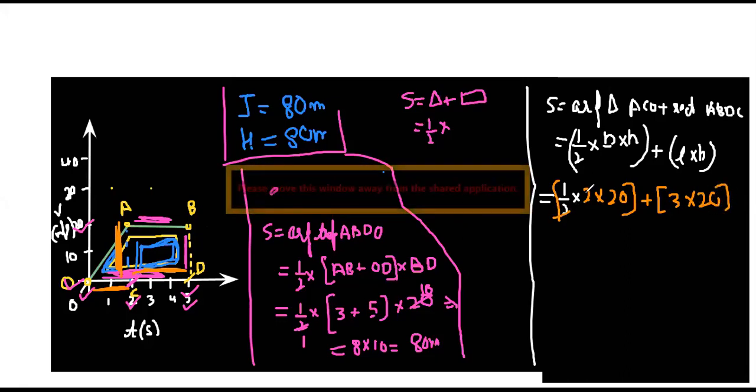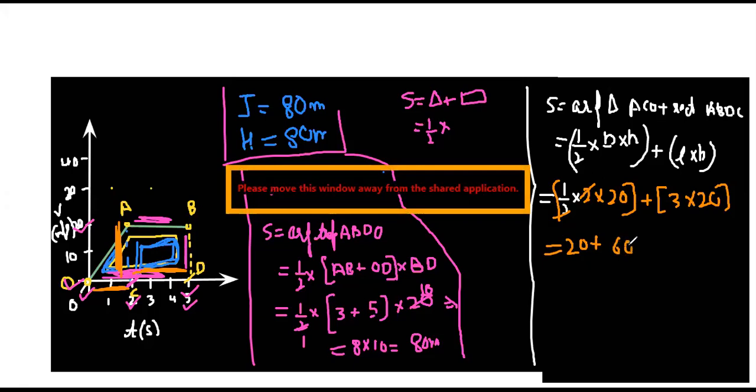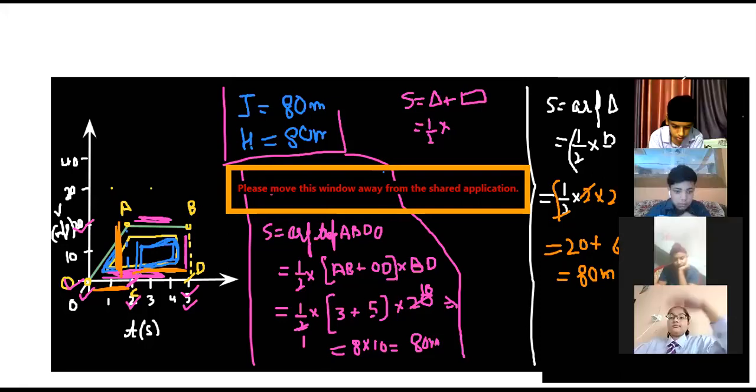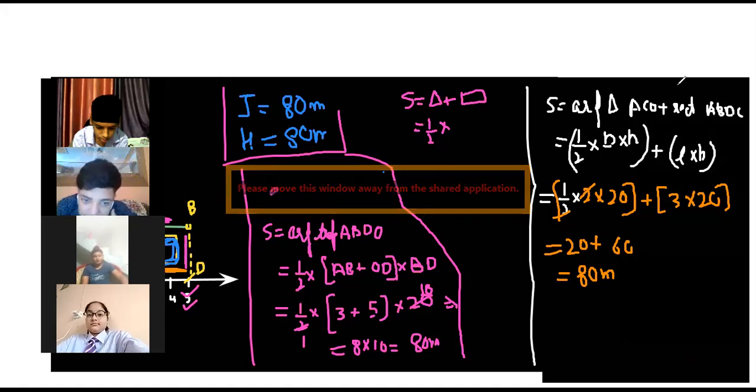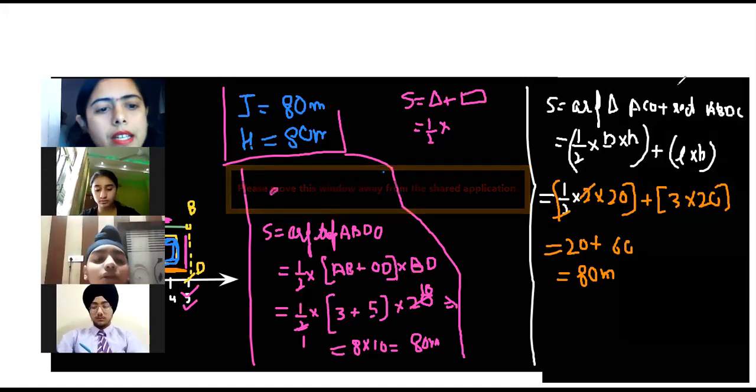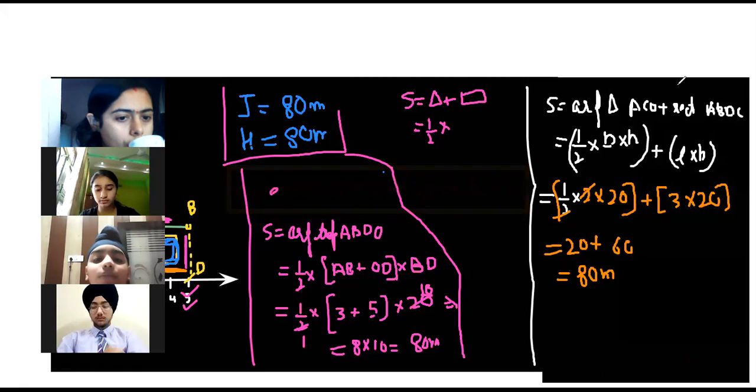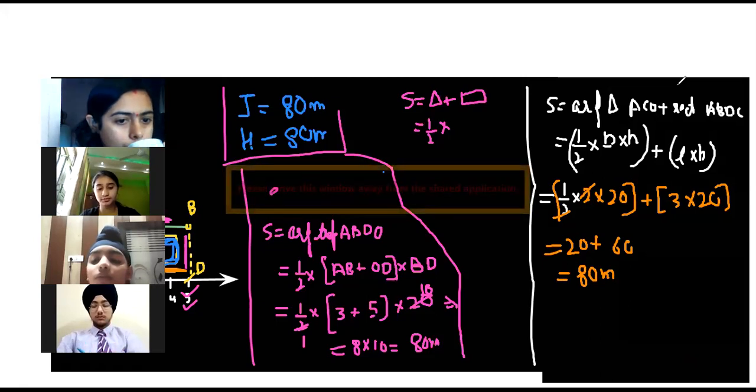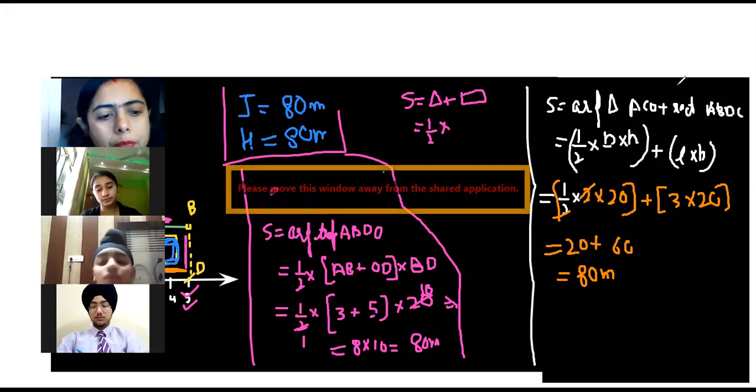So you can go with this method also. 2 cancels. You have 20 plus 3 20s are 60. So 20 plus 60 is what? It is 80 meter. So on the whole, the story is that you can use any of the methods. It can be the splitting method, it can be the straight method, but the answer will be the same. Yes, any confusion, anyone? Is this clear to you?